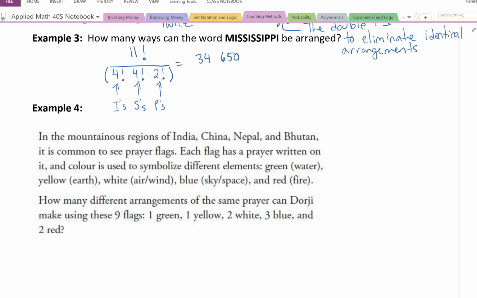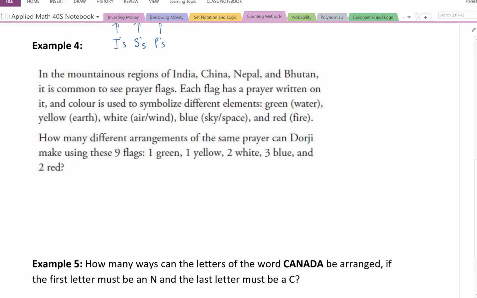So how is this related to what we were doing? Okay, we've got 9 flags, so that would be 9 factorial. Placing those 9 flags in their 9 spots, right? But if we've got identical flags, right, 2 white, you can't place those 2 white and identify them from one another. Same with the 3 blue and the 2 red. So we need to eliminate those identical arrangements.